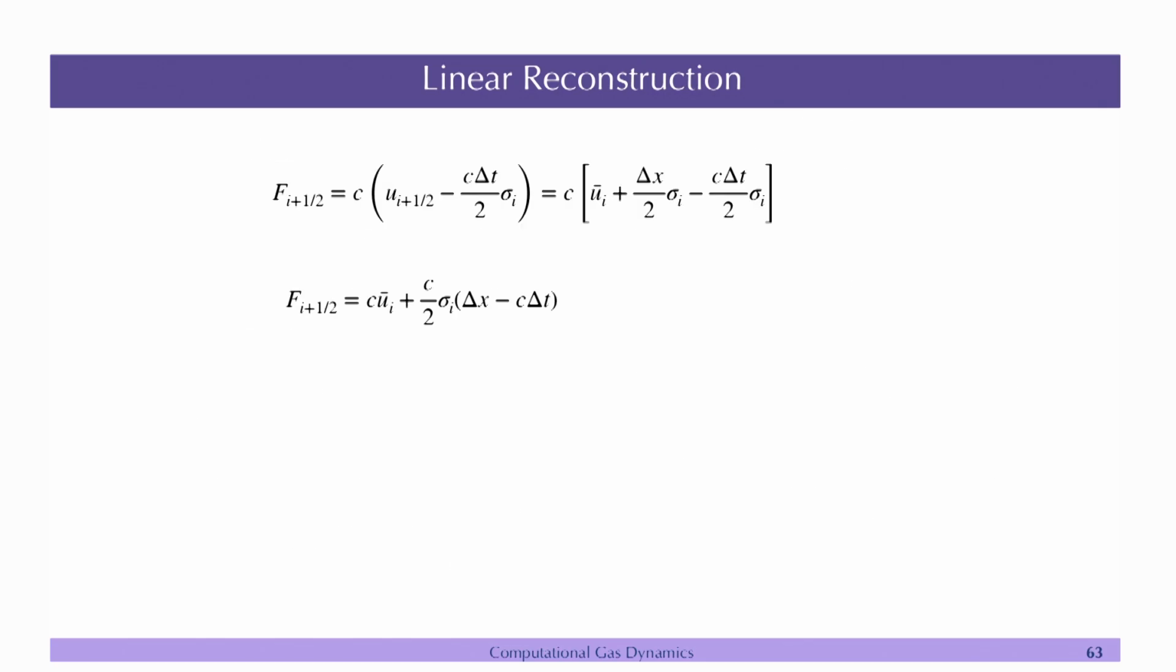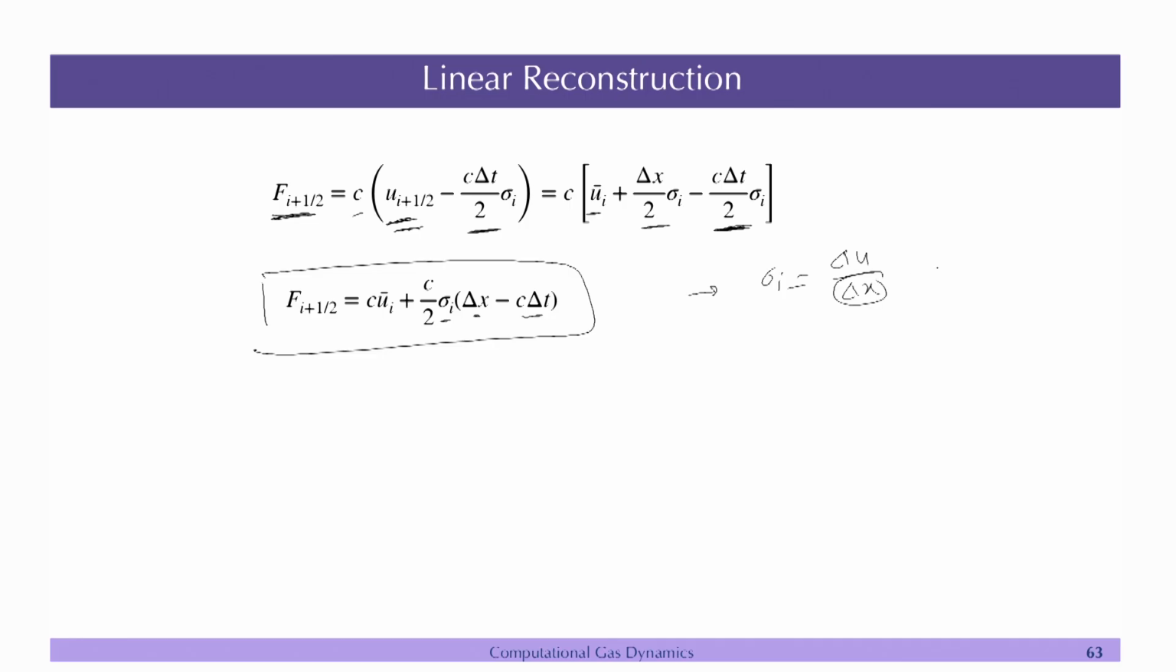Now when you want to write your flux, the flux will be c u I plus half minus c delta t by 2 sigma I, and what is u I plus half? u I plus half is u I plus delta x by 2 sigma I, and then you have minus c delta t sigma I. So, finally, you can write this flux f I plus half as c u I plus c by 2 sigma I times delta x minus c delta t. Remember, I have not specified what sigma I is yet. I am only saying that it is some difference in the velocity or whatever variable that you have, divided by the distance delta x, which gives us the slope, because you have a linear variation, right.